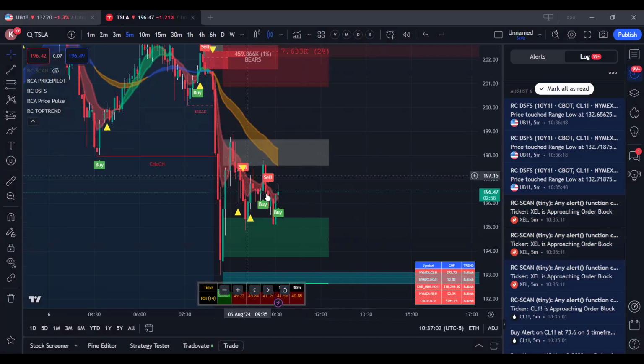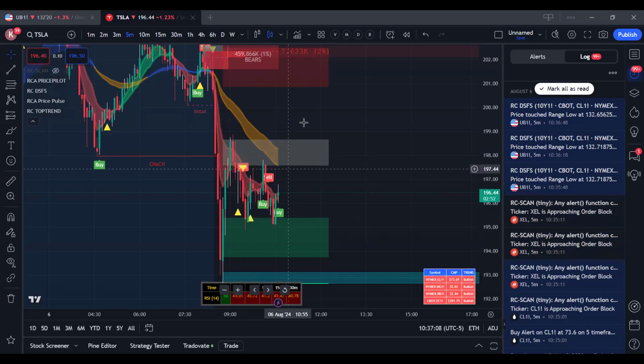Tesla is trying to break the day trading cloud. Once it breaks the day trading cloud, next it will hit the swing cloud, come down, and then again it will break the swing cloud and go all the way to the top.